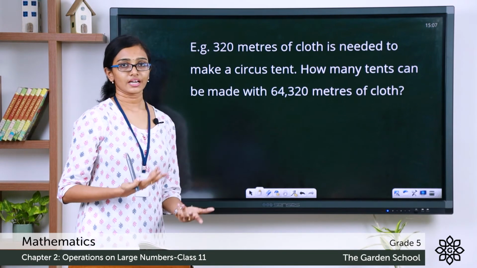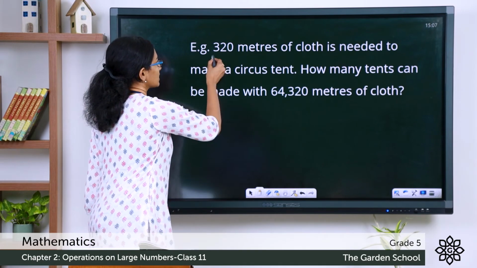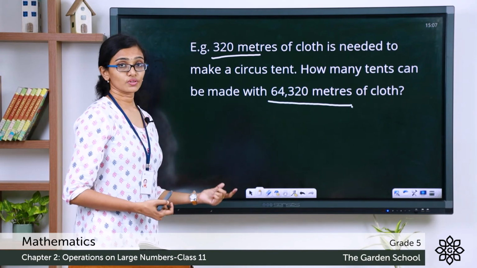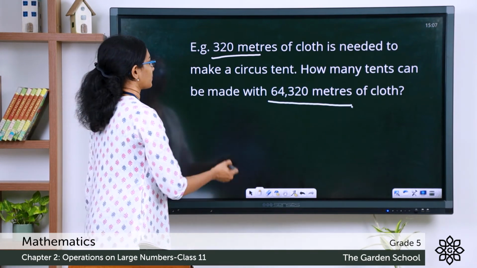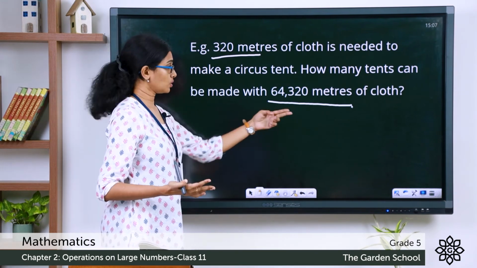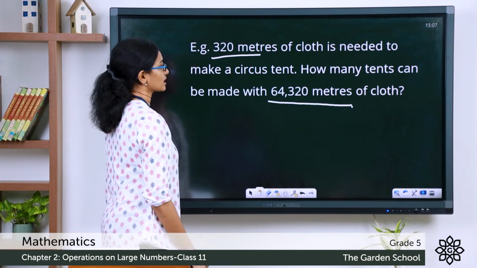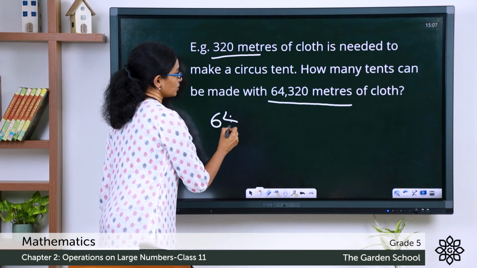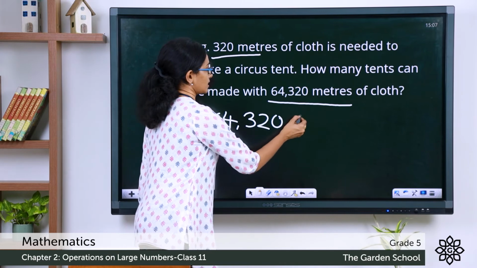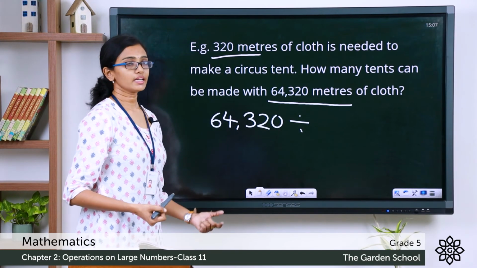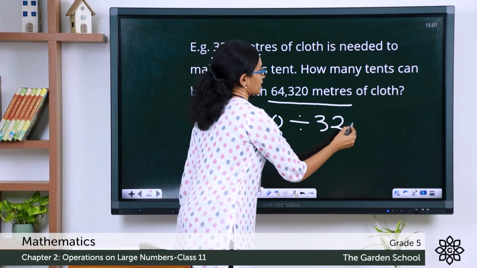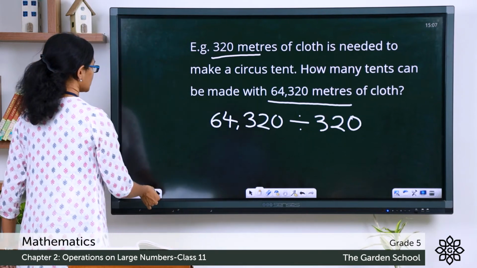What is the length of cloth needed to make one tent? It is 320 meters. Now, what is the total length of cloth that we have? 64,320 meters. Now, we have to find out the number of tents that we can make with a cloth with a total length of 64,320 meters. So, what you have to do? You have to divide 64,320, which is the total length of the cloth, by the length of the cloth needed to make one tent, which is equal to 320.